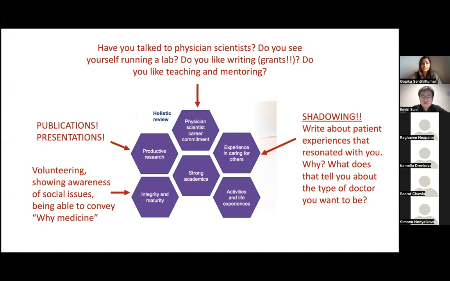And that's the same thing in the writing. So the experience in caring for others, write about your patient experiences, why a patient resonated with you. And what does that tell you about what type of doctor you want to be? If you see a really empathetic doctor and they were able to do something, talk about why you are going to be the same way. So I would make sure that you really sell them on those aspects, while also showing them that you're a good researcher. So don't compromise on these two.